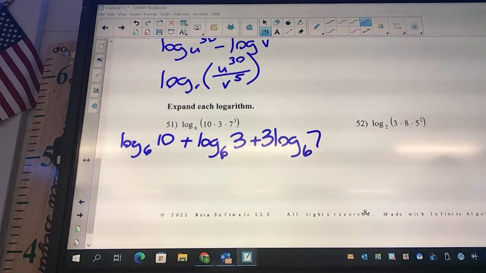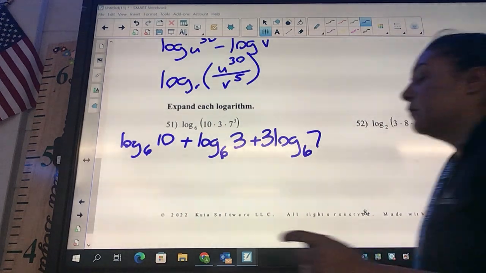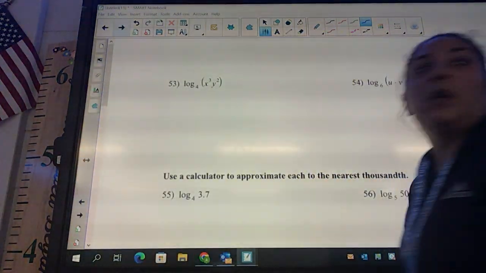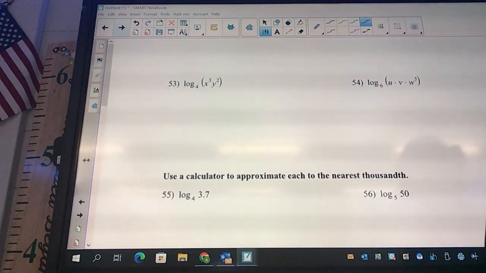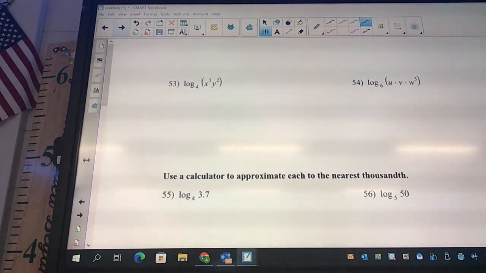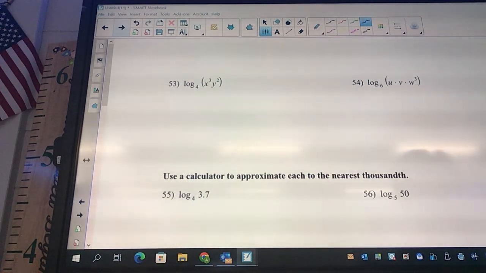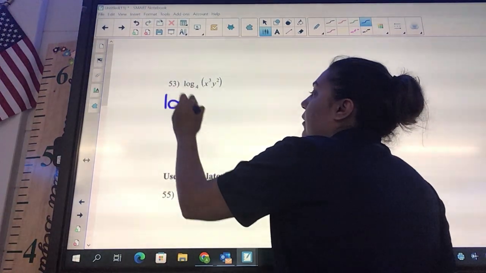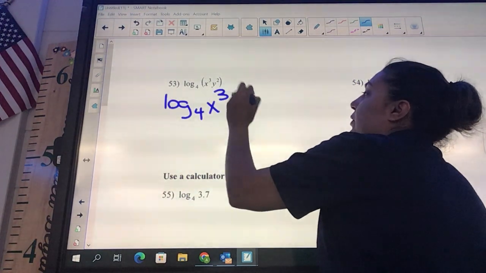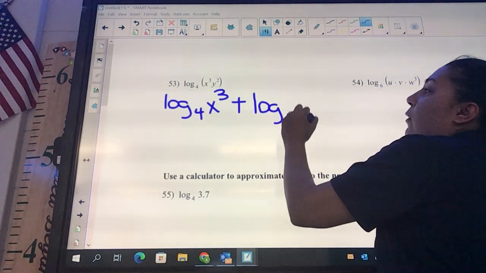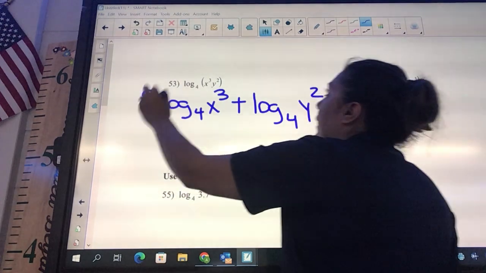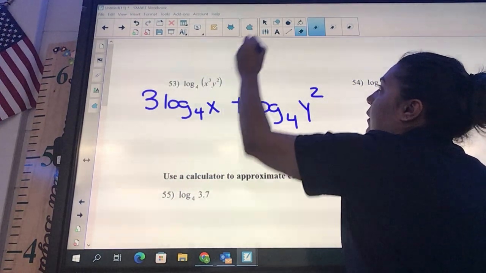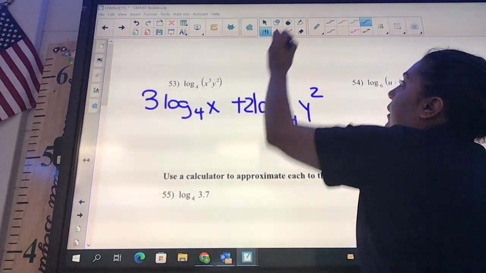Okay, let's do this right now, okay? So what kind of problem is this? It's multiplication, and that goes with what? Addition. So we got log 4x plus 3 log 4y squared. Where do powers go? In front. So really, you can put the 3 here and erase this one. So we can put the 2 here and erase this one.